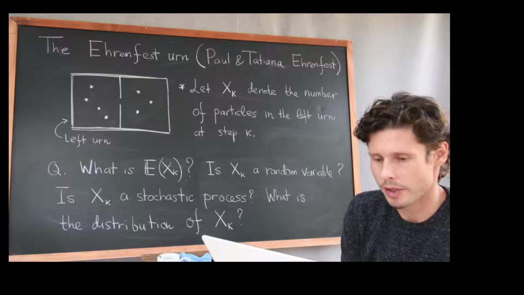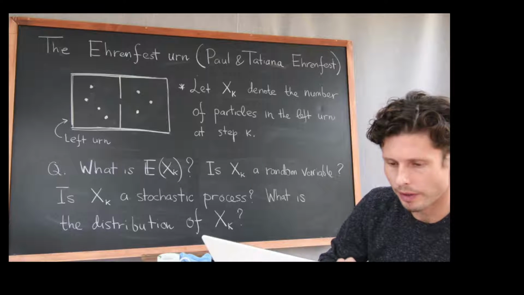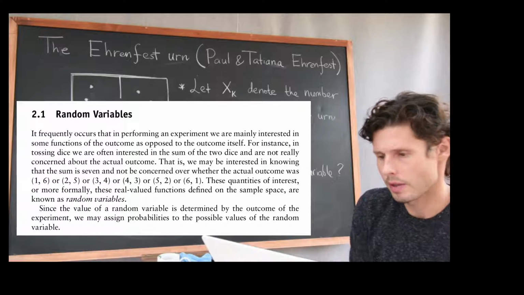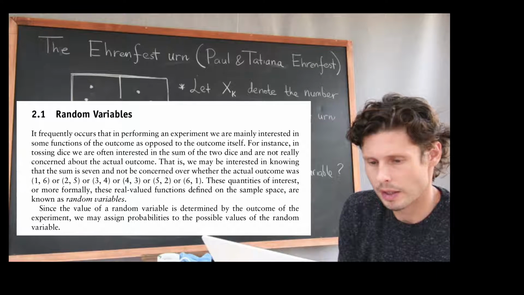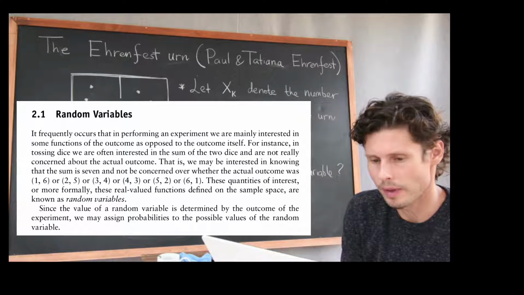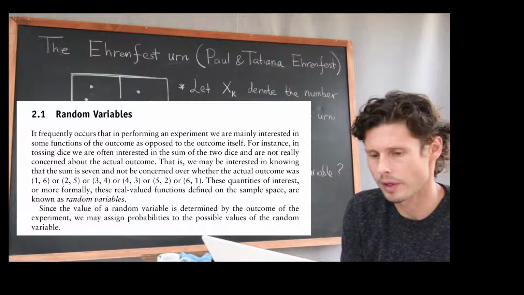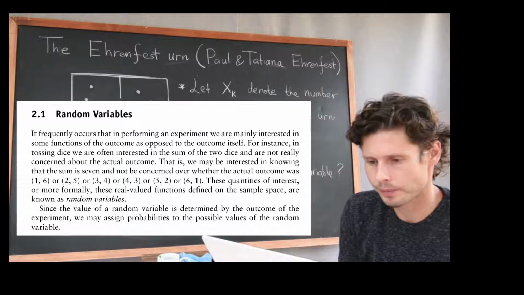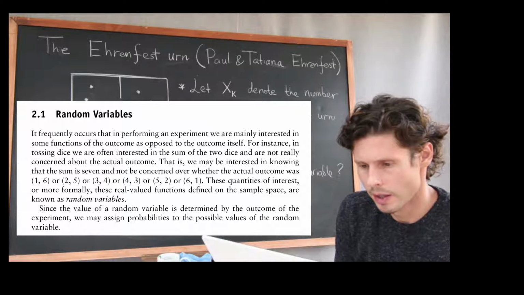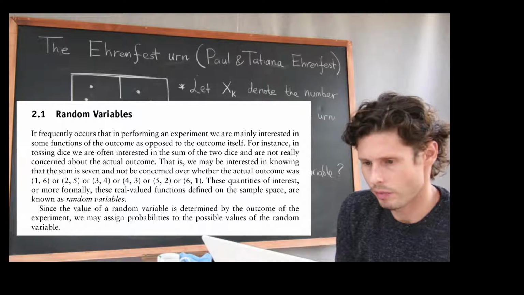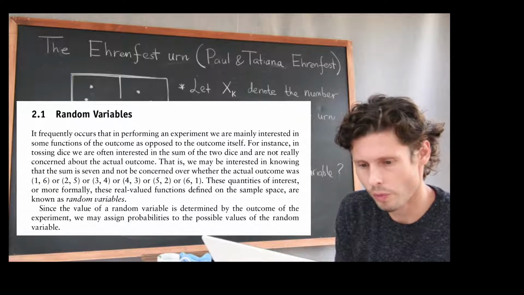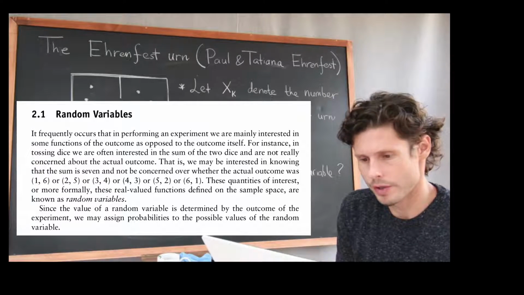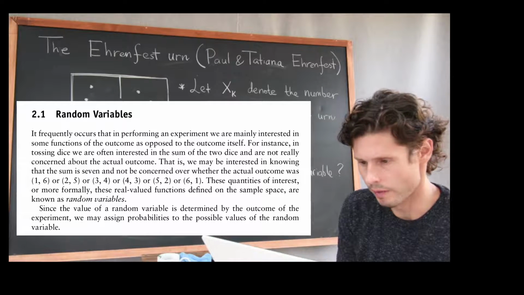Let me pull up, so this is kind of basics, but it illustrates an important point. So in our book, this is chapter 2 about random variables. I think Ross has it kind of just right. It's a little bit too short, so I'm going to try to illustrate this description with an example. But if you look at the first paragraph at the end, he says here, these quantities of interest, right? So for us, xk is a quantity of interest, or more formally, real valued functions defined on the sample space are known as random variables.